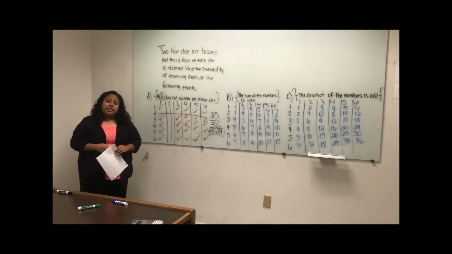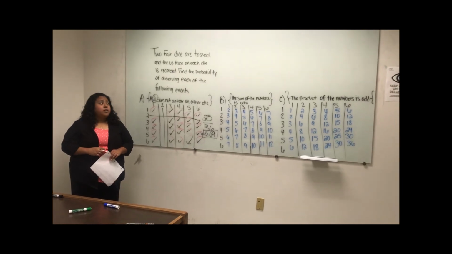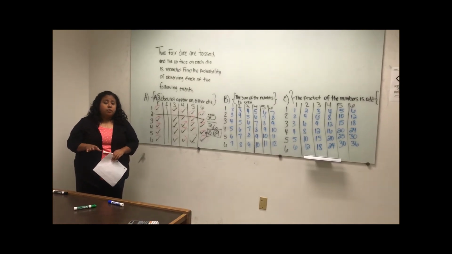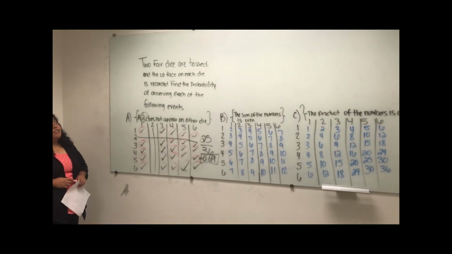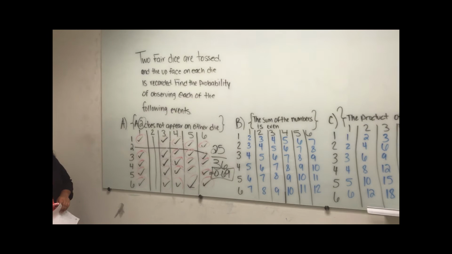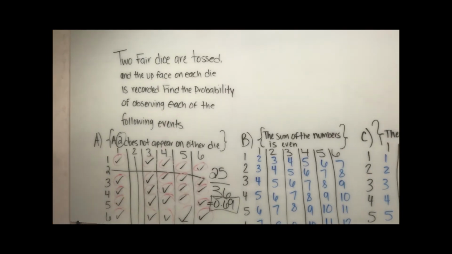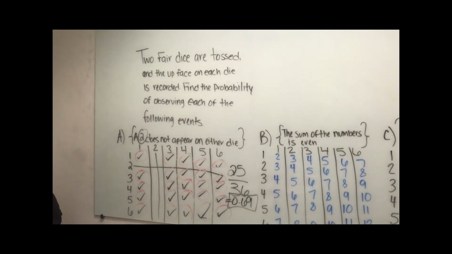Hello, my name is Jennifer Castillo. I'm in group 5. I am going to be doing problem number 2 from the probability section. Two fair dice are tossed, and the up face on each die is recorded. Find the probability of observing each of the following events.